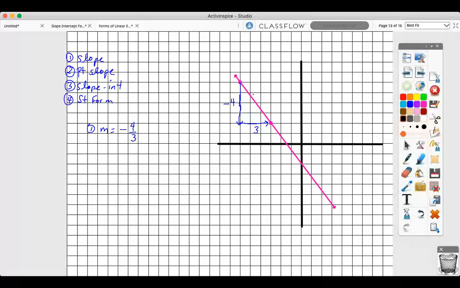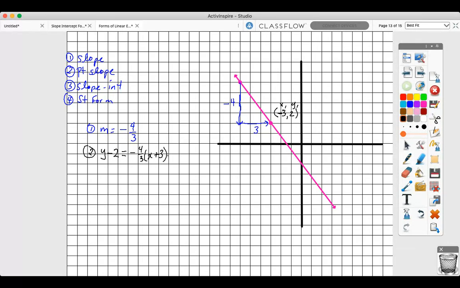You can pick either one of these points. And I'm going to pick this one, which is (-3, 2). And that's going to be our x1, y1. So now we need to write the equation of the line in point slope form. So we're going to go y minus 2, because y minus y1, equals m, which is -4/3, times x. Now instead of a minus -3, we're going to write +3.